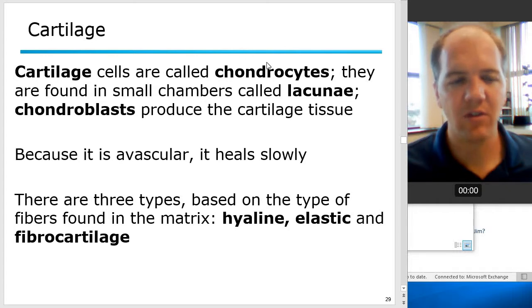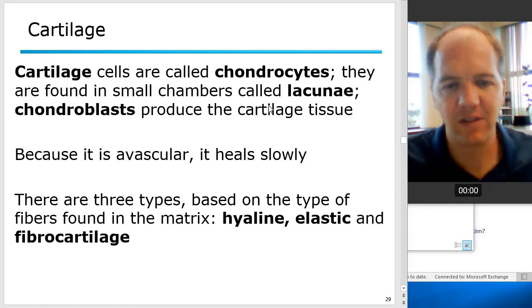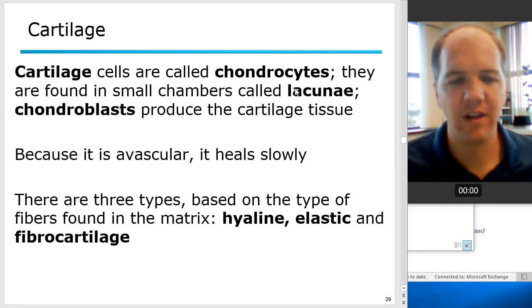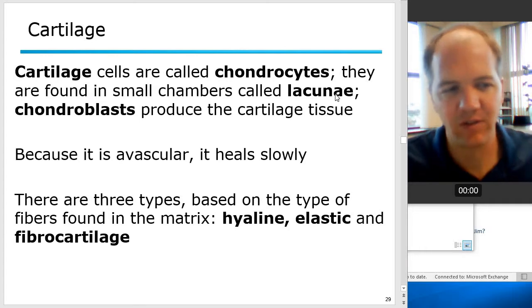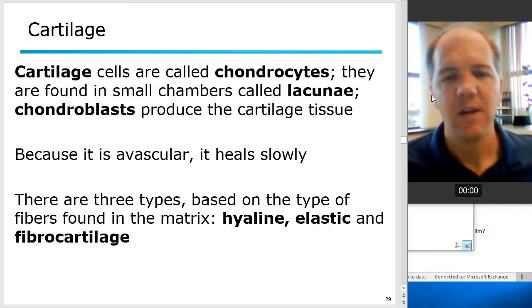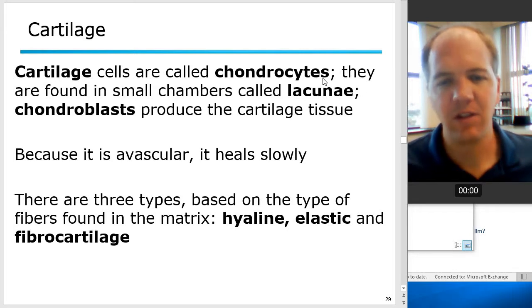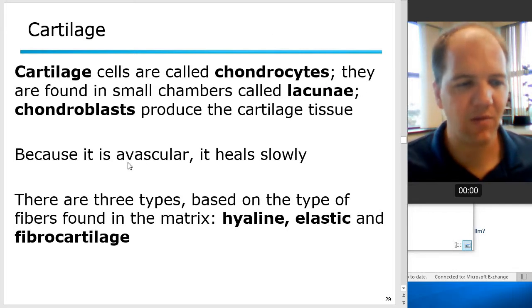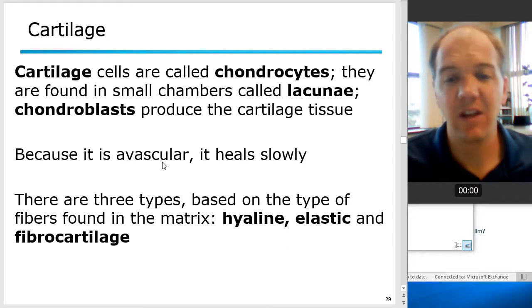The cells are called chondrocytes, and these cells are found in little spaces inside the tissue called lacunae. These are little spaces, like little houses. And then they produce the cartilage, which they pack around themselves. Now cartilage is avascular, meaning that there's no blood supply. So we saw that before. Cartilage is avascular, meaning that it heals very slowly.